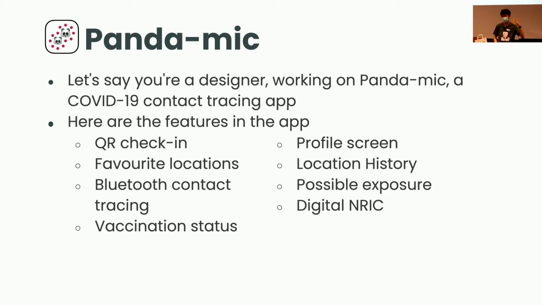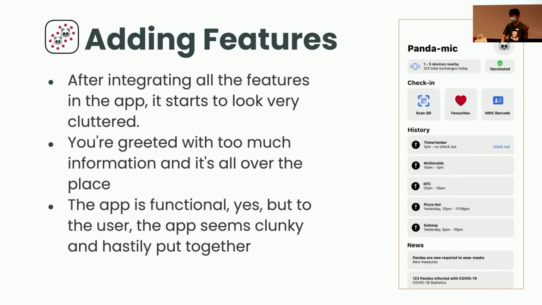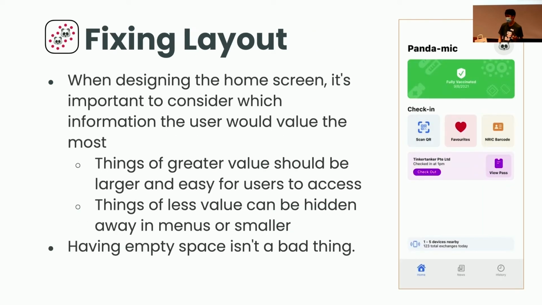So let's have a hypothetical scenario. Maybe you're working on this fictional contact tracing app and you want a whole bunch of features over here. So you might have this ridiculous interface, which turns out to be very cramped and very cluttered, and your user doesn't know what to click on because everything is there. Well, the app is completely functional, but to the user, it just feels very hastily put together and everything is everywhere. But you can fix it by just hiding stuff in submenus because you don't need to show everything to your user at the same time.